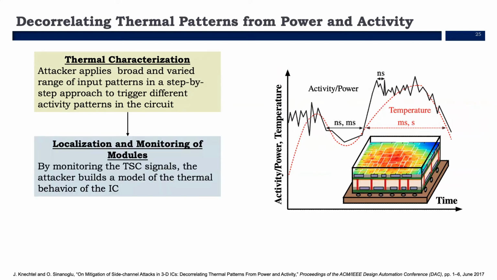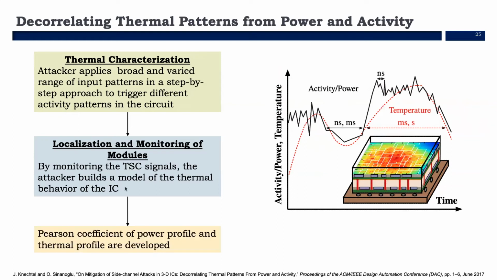The second step consists of localization and monitoring of modules, wherein the thermal side channel signals are monitored, and based on monitoring this, the attacker builds a thermal behavior of the IC. Now, a Pearson coefficient between the power profile and the thermal profile is developed, and using this PCC, the correct encryption key is obtained. The further procedure and the results of this approach are provided in this paper here.